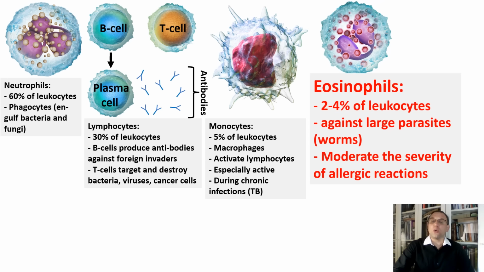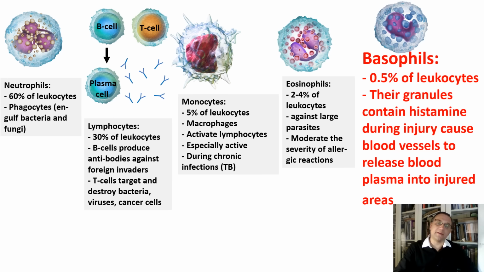Eosinophils may also lessen the severity of allergies by inactivating certain inflammatory chemicals released during allergic reactions. They phagocytize and dispose of inflammatory chemicals, antigen-antibody complexes, and allergens, foreign antigens that trigger allergies. Basophils are the rarest of leukocytes. They account for only 0.5 to 1% of leukocytes.